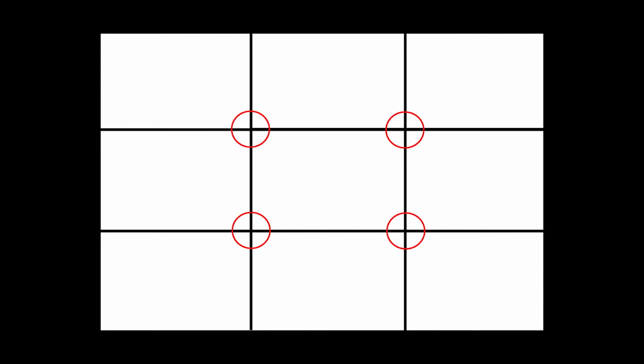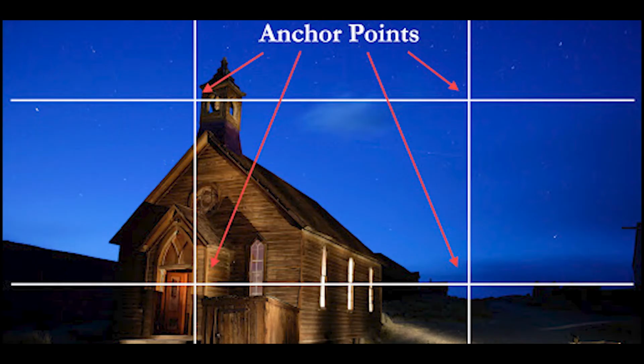With this grid in mind, the rule of thirds now identifies 4 different spots that are called anchor points. That's where you're supposed to place different things of interest within your picture. Like the main subject of the picture should definitely be in one of these points, or really close to it.